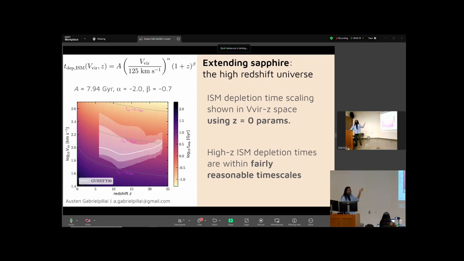And we can see that we are producing fairly reasonable depletion times with our Graph 90 sample. By reasonable, I mean that they're relatively physical. They're not exceeding, for example, the free fall time that you would measure in the halo. So seeing that we're working out nicely over here, I deployed Sapphire on Graph, and it ran.